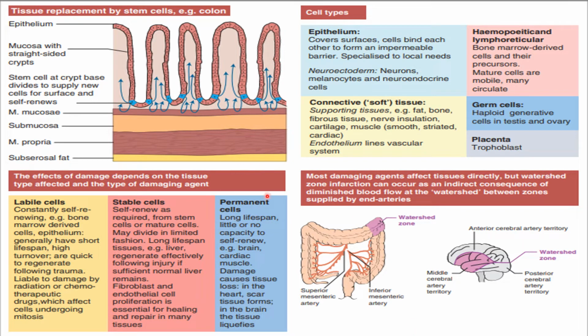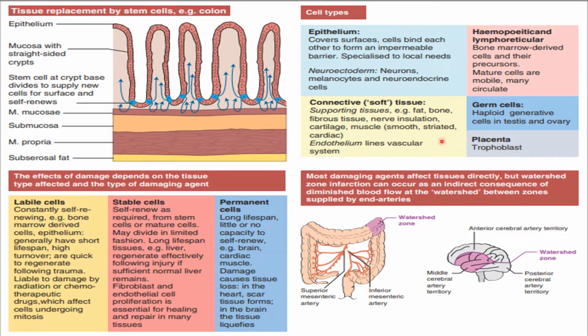Then we have permanent cells. Permanent cells also have long lifespan but little or no capacity to self-renew because they are permanent. For example, brain cells, cardiac cells, muscles, all these are permanent cells. Damage causes tissue loss in the heart, scar tissue forms, and in the brain, the tissue will liquefy.